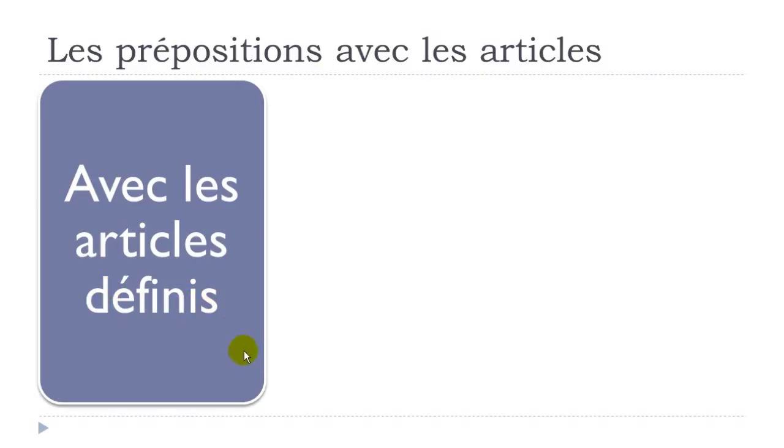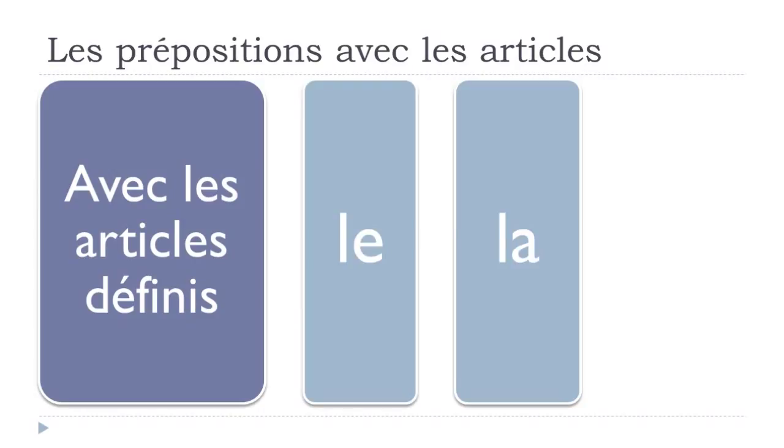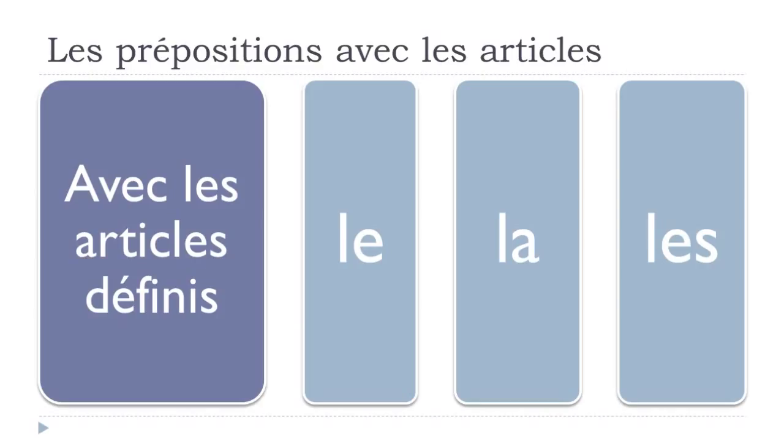Okay, remember, article défini, if you want to translate that in English, it would be the something, okay, but then as usual in French we've got the difference between the masculine form, le, the feminine form, la, and the plural form, les. Okay, so remember, masculine, le, feminine, la, and then the plural, les. Okay, so let's have a look now.